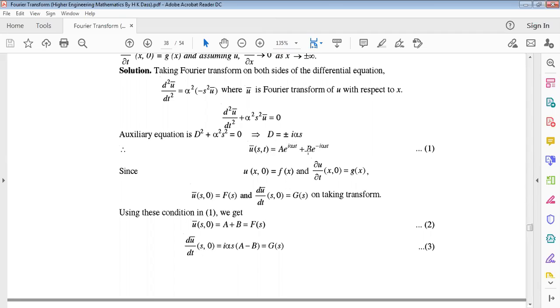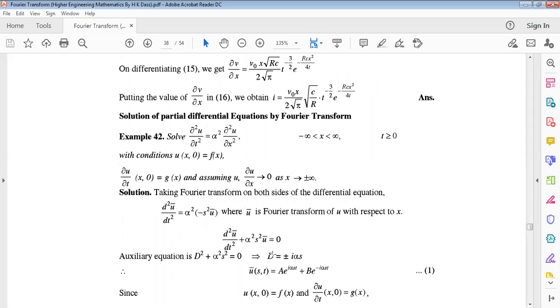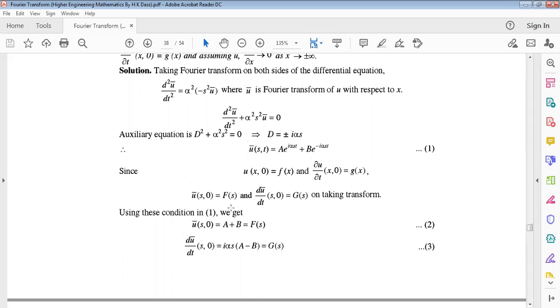Then similarly, b is the constant, e to the power x formula, but just multiplying with the coefficient of t, minus i alpha s. That means a minus b, and i alpha s is common. Just putting this value equals to what? Gs. Gs is given, the Fourier transform of the given function.